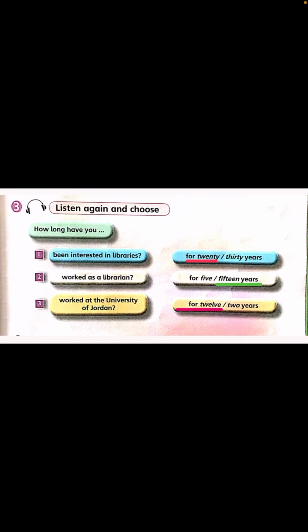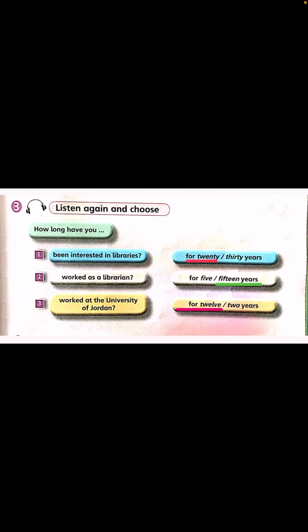How long have you been interested in libraries? For 20 years. Excellent. 2. How long have you worked as a librarian? I have worked as a librarian for 15 years. هو اشتغل لمدة 15 سنة كأمين مكتبة.